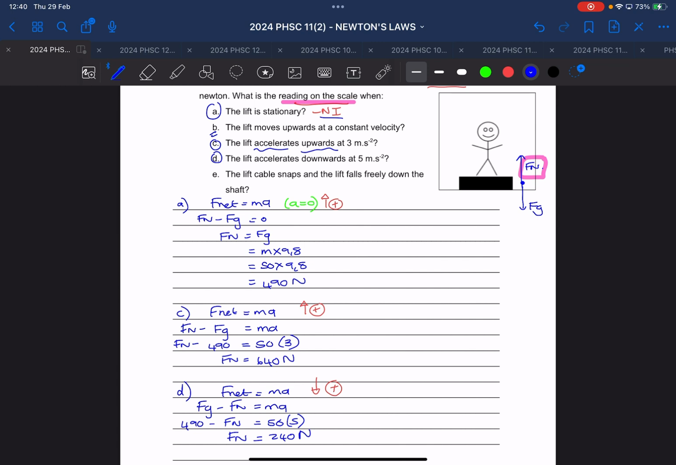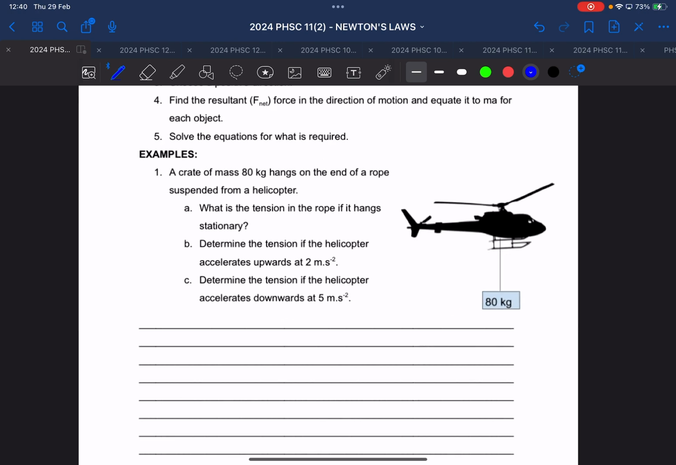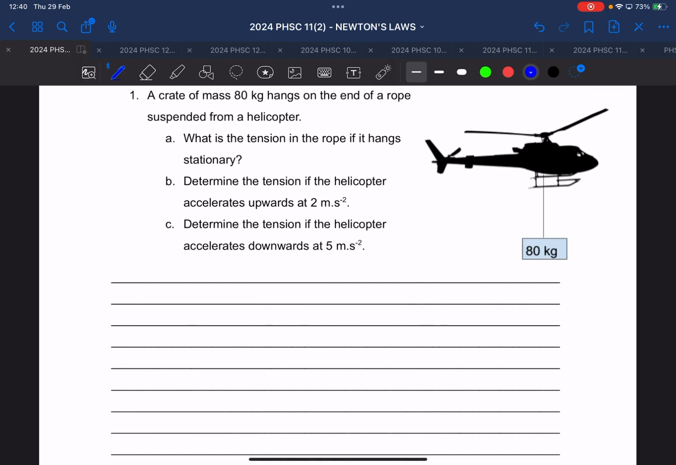Can it move at a constant velocity then? No, because then it will be the same reading. Is it stationary? No, then it's the same reading. So it's either accelerating upwards or it's accelerating downwards. If the reading is more, then it's working against gravity up. Are you with me?